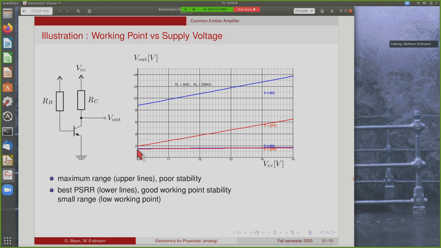However, you are here in a position where you have a very small input voltage, which means that your dynamic range, your input range, is also very small, and also your gain is smaller than it would be with the other biasing. So there's always a trade-off that needs to be made here between stability and power supply rejection.